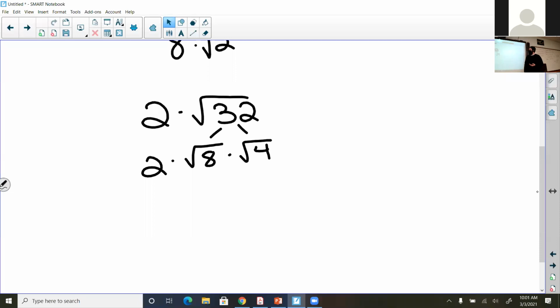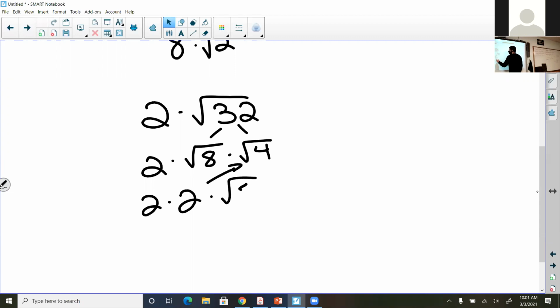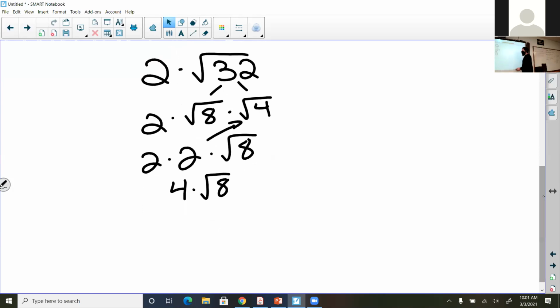This is one of those instances where if I did it the first way or if I do it this way, neither way is more right than the other. This way is a little bit longer. It's going to take me one more step, but it gets me to the same answer. Because then what I have is 2 times 2, because that's the square root of 4, times the square root of 8. Or 4 times the square root of 8. Now, why this answer is different than the other one is because we're not done. Because there's actually another perfect square that goes into the square root of 8.